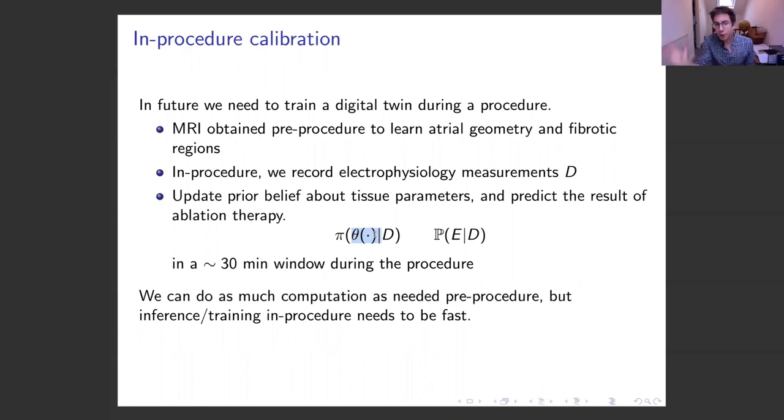Okay. So we can do as much work as we like prior to the procedure. Now we can do as much simulation as you like. You're going to have the MRI scan of their heart. So we can do simulations on a patient-specific heart, but we can only get the measurements that are going to inform us of their tissue properties in that short 30-minute to an hour kind of window. And so any training we do, any estimation we do for these parameters has got to be done very fast.